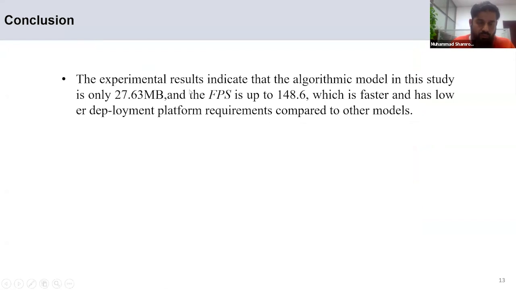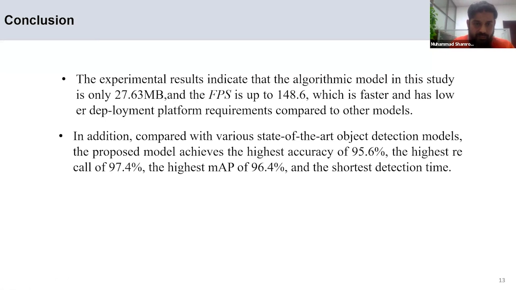In the last part, I have some conclusions about the experimental results. Our algorithm model in this study is only 26.63 MB on the green wheat data set, and the FPS is up to 148.86, which is faster and lower in deployment cost compared to the other methods. Comparing with state-of-the-art detection models, our proposed model achieves very high accuracy, 95.6 as given in the previous slide, and also the highest recall and shorter detection time.